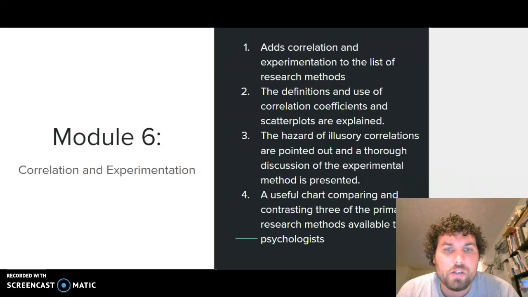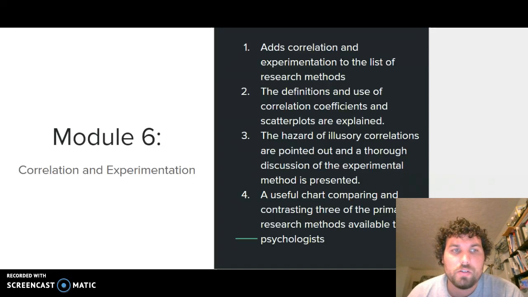But we are going to talk about correlation, and then we'll have some activities in class to deal with that. So let's go ahead and get started.